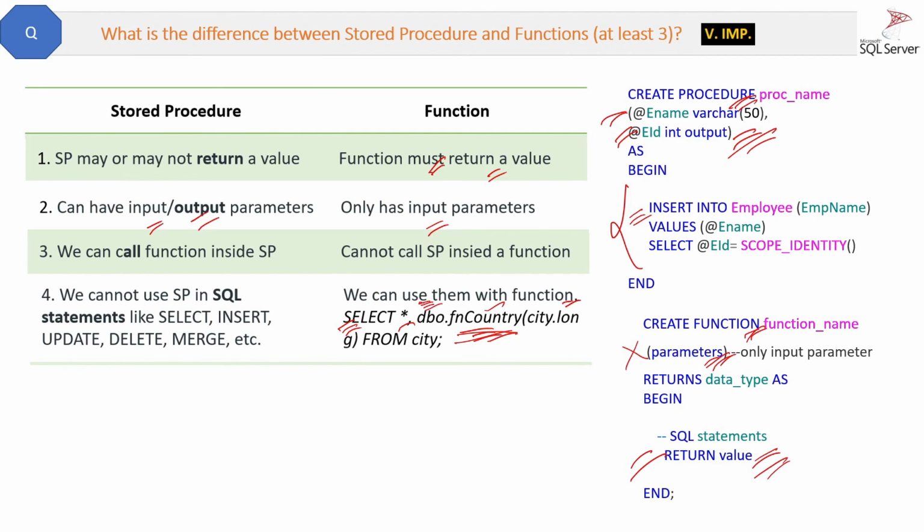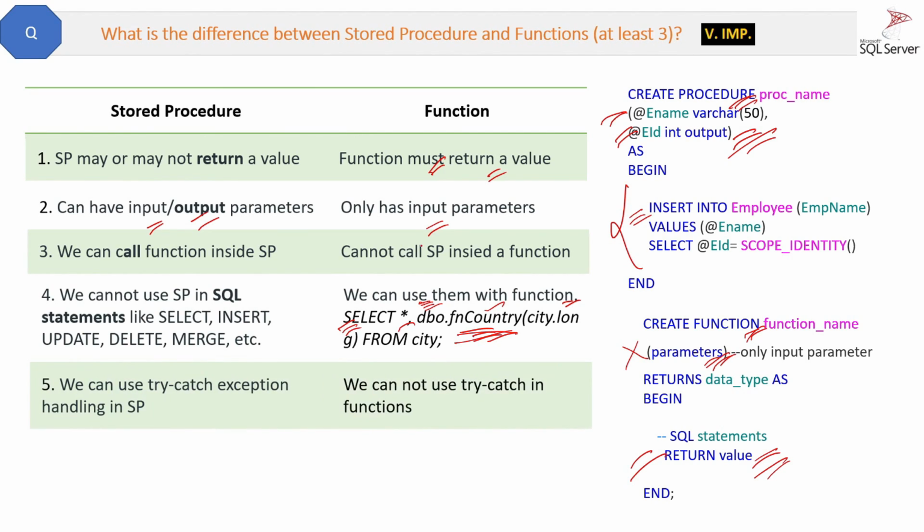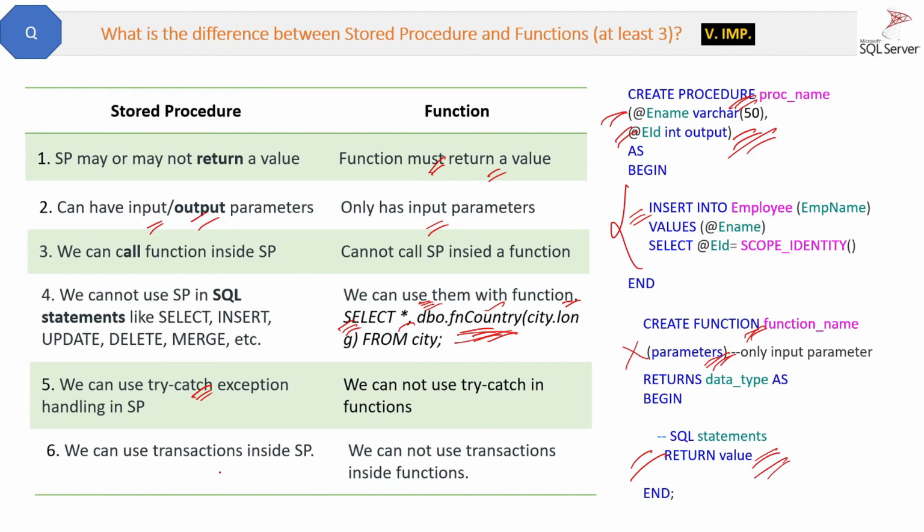Another difference is we can use try catch exception handling inside SPs, but we cannot use try catch inside the functions. Then one last difference is we can use transactions inside SPs, but we cannot use transactions inside the function. So that's it. I think those are enough differences. Please make sure to remember at least three of them, whichever three you think are clear to you.